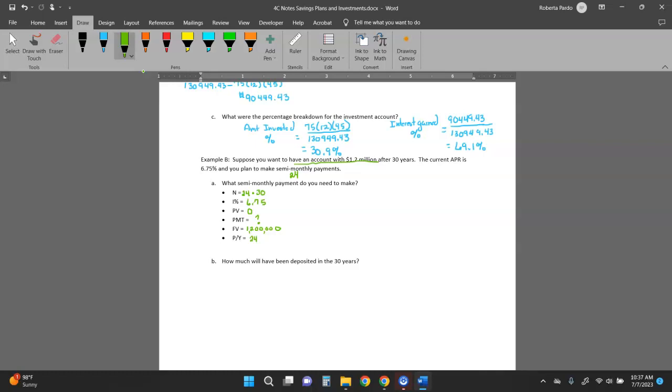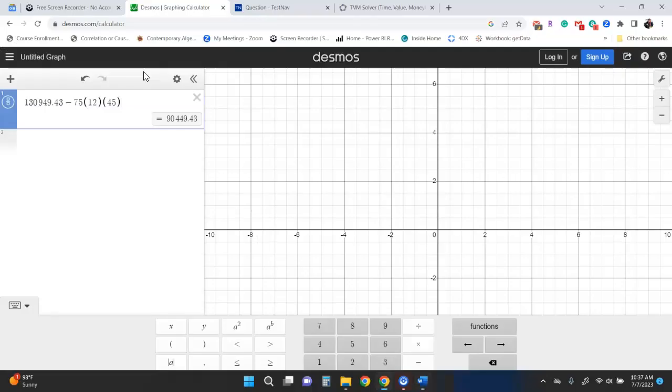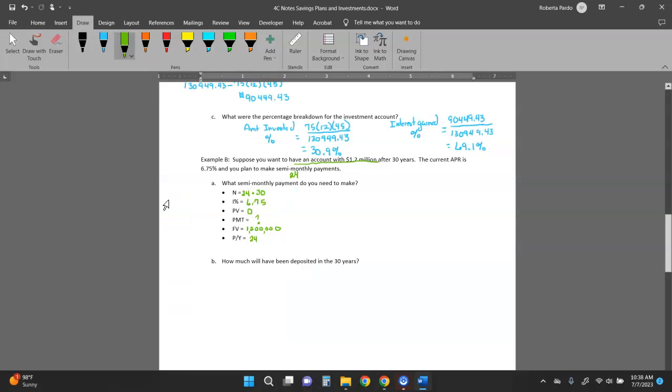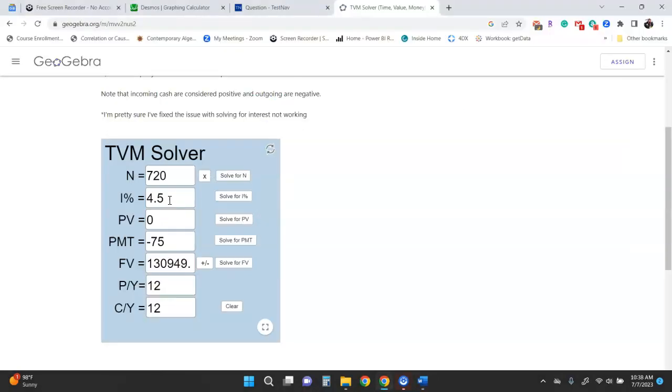And so, again, if we go back to our TVM solver, so we have our 30 years, but semi-monthly, so times 30. And our interest rate, what was our interest rate? 6.75%.